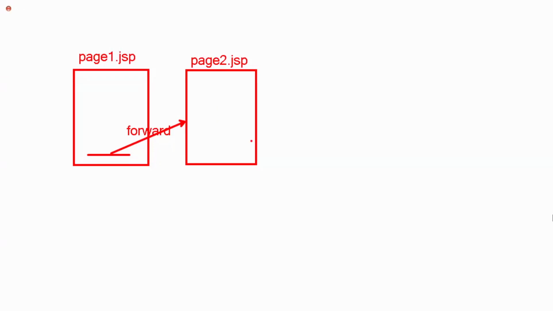Suppose here I write a request scope attribute. Request scope means as long as the request is available, that attribute is available. If I write forward, the same request comes, then that attribute you can access here also if it is a request scope attribute. Because the same request is coming, with that request, that attribute also comes. At that time, request scope you can use.